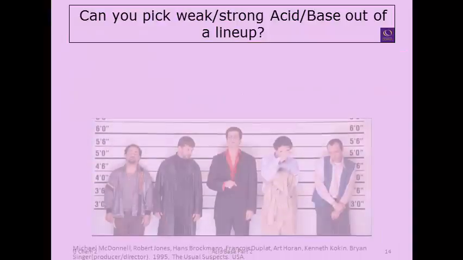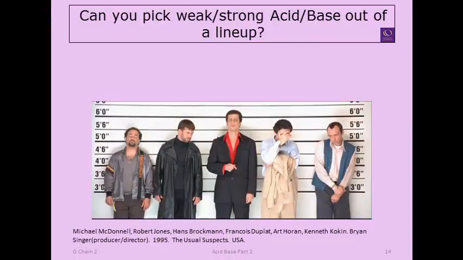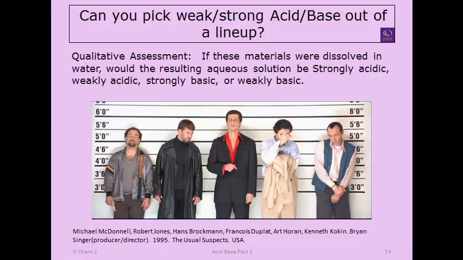Okay, so now here's the objective. If you were given a lineup of materials, whether they were ammonia or salts or molecules, the question is, if they were dropped in water, would it make that water strongly acidic, strongly basic, weakly acidic, or weakly basic? What I'm asking about there is, will it completely dissociate or will it just barely dissociate? And I want you to be able to do that qualitatively based on structure. Okay?